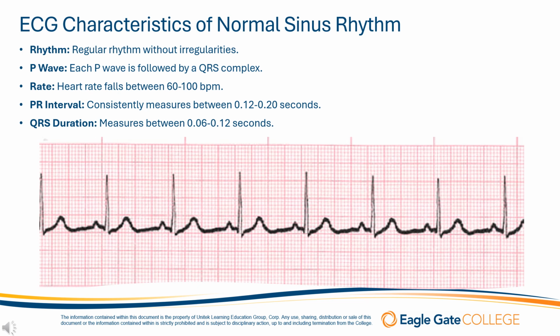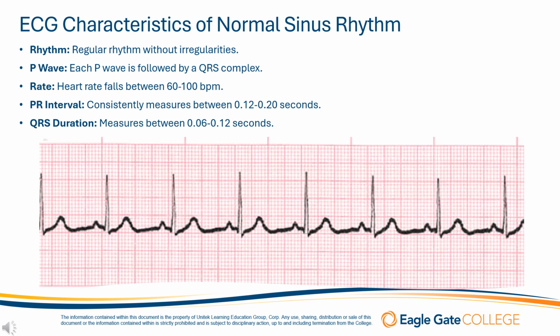A normal sinus rhythm is characterized by a regular rhythm. This means the intervals between each heartbeat are consistent. This regularity is crucial because it ensures that the heart is pumping blood efficiently throughout the body. On the ECG, you will observe evenly spaced QRS complexes, indicating that each heartbeat occurs at a predictable interval. Irregular rhythms indicate conditions such as AFib or other arrhythmias, which disrupt the heart's ability to pump blood effectively.